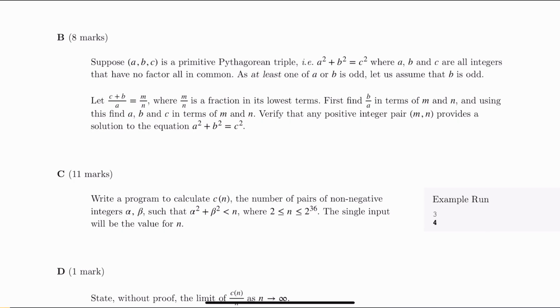So we'll do this part later, at the end. For now, let's focus on finding b all over a in terms of m all over n. Our goal now is to somehow manipulate the two equations that we're given, so that we find b all over a just in terms of m and n.